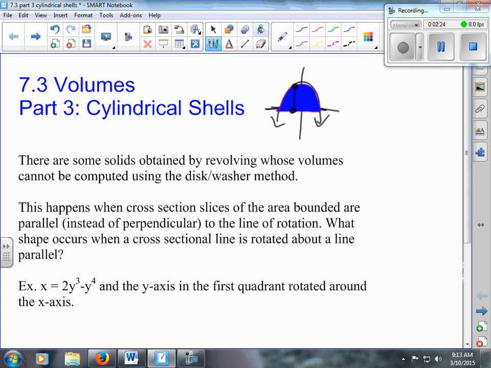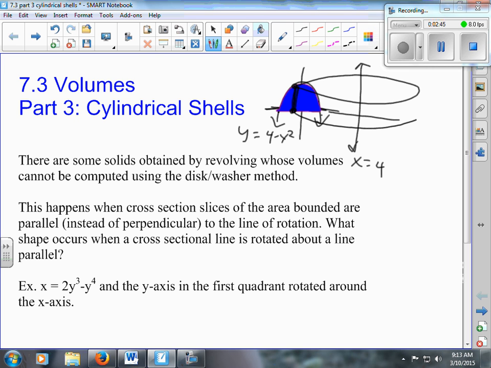All right, let's say I want you to rotate that around the vertical line x equals 4, or something larger. If this is y equals 4 minus x squared, then I intersect at 2 and negative 2. And when I rotate a cross section around this line of rotation, do you see the toilet paper roll that it's leaving behind? It's also called a cylindrical shell. The cylindrical shell, rather than a washer.